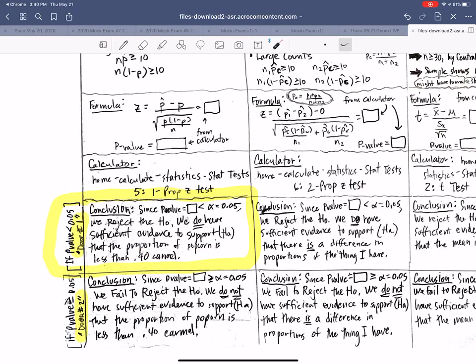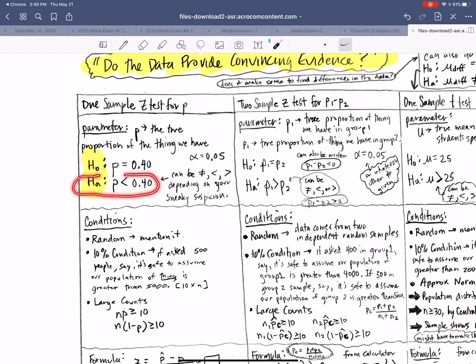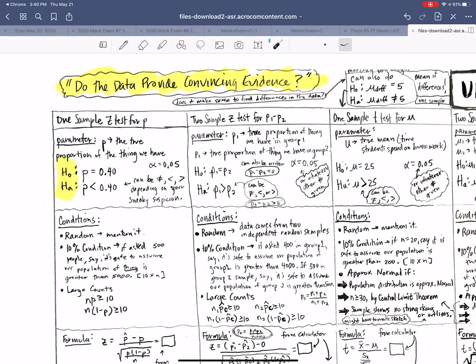Okay. Now, let's say our p-value is something bigger than 0.05. We'd have to fail to reject the null. We do not have sufficient evidence to support that the proportion of popcorn is less than 0.4. The reason why I write that here is that I'm literally going back to the problem and repeating this in words. Okay, that's it. That's how you do a significance test. We've done this, we've done this, we've done this.